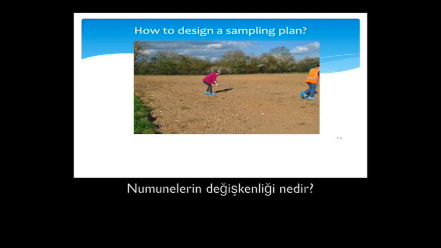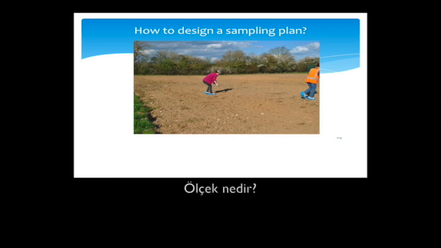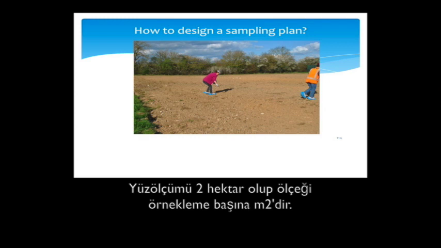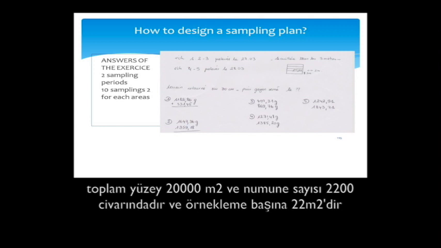What is the variability of sampling? Sampling measurement is made on 2 types of sampling: dry after 3 weeks and wet just after the sampling. What is the scale? The global surface is 2 hectares. The scale is square meter per sampling. What is representativity? Total surface is 20,000 square meters, and the number of samplings is 2,200. That means around 22 square meters per sampling.